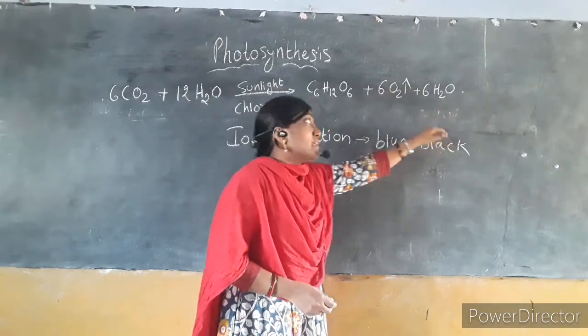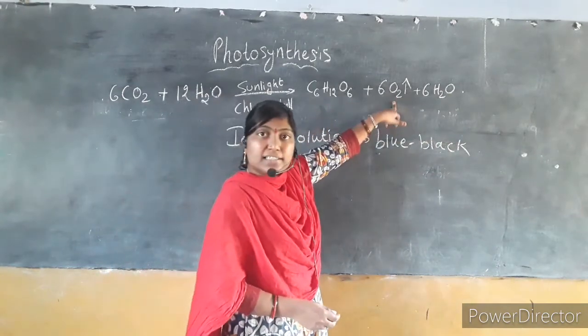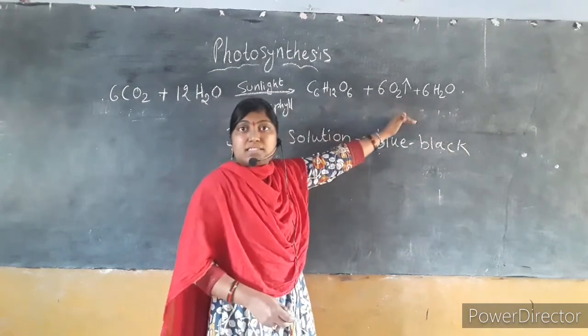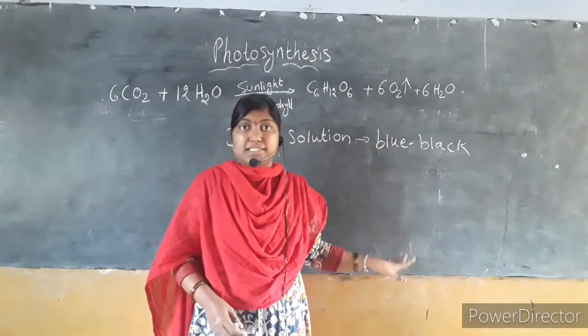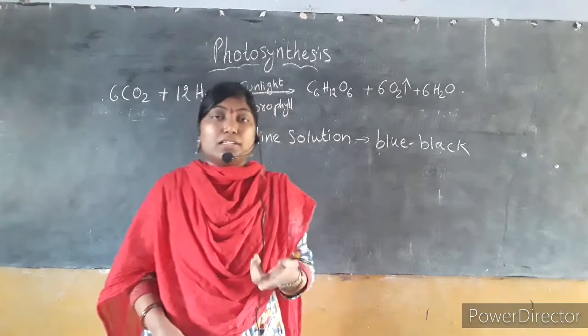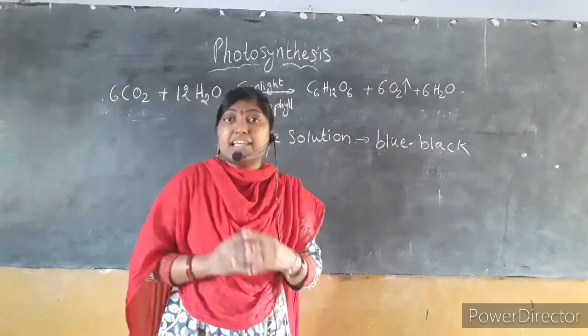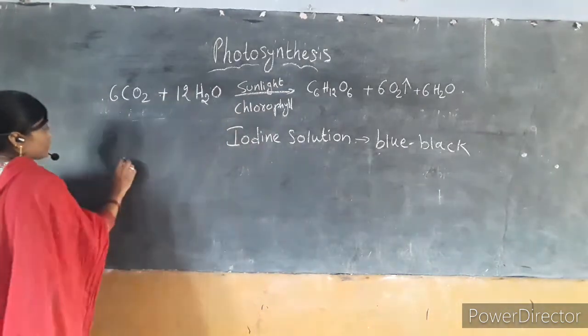What are the end products? Glucose, oxygen and water. These are the end products which are formed during the process of photosynthesis. So this is one question. Now I am going to ask you another question. What are the raw materials required for the process of photosynthesis?